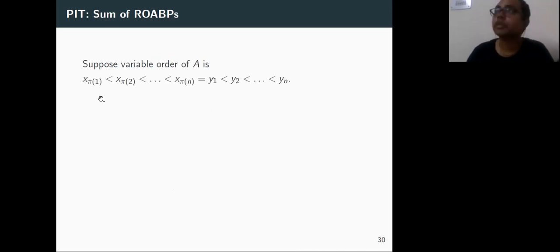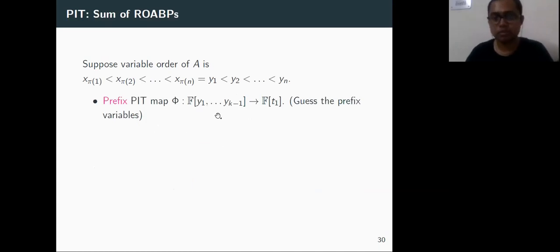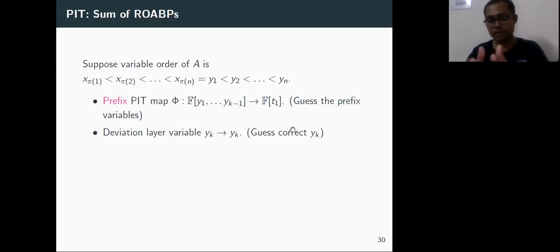Suppose the variable order of A was given by this permutation pi. Renaming the variables as y1 to yn, I will apply a PIT map, which I call a prefix map, on the first k minus 1 variables. Suppose the deviation was at the kth variable, the yk layer. The first k minus 1 variables I will map using a PIT map to a univariate in T1. Then for the deviation layer variable, since A is not equal to minus B, A plus B is non-zero, there will be a layer by our case 2B where B will deviate from A. That variable I will keep as it is.